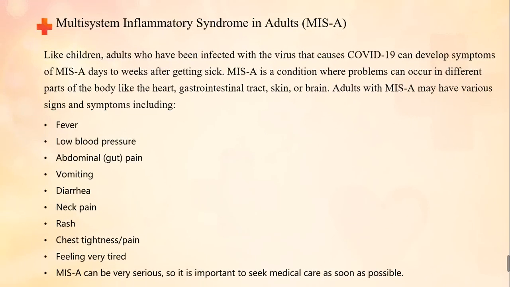And adults, just like children, are also having the same symptoms like fever, vomiting, diarrhea, neck pain, rash, chest tightness, tired feeling. They might even have low BP, their BP might go low, and they might have some serious conditions which we are right now not sure about, but the studies are still going on.